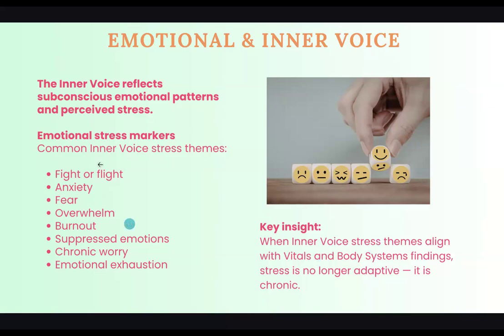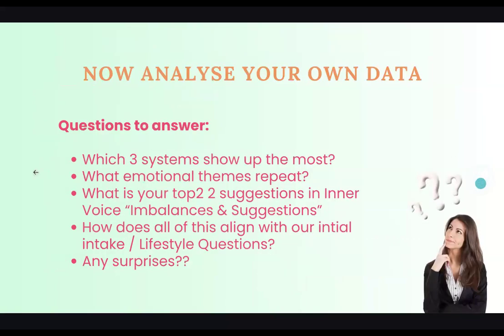All right. So the types of things we might see in our inner voice: fight or flight, anxiety, fear, overwhelm, burnout, suppressed emotions, worry, emotional exhaustion. But then the beautiful thing that we also have in our scanner is how that's affecting the physical body, right? So we have those, what is it called? Imbalances and suggestions.